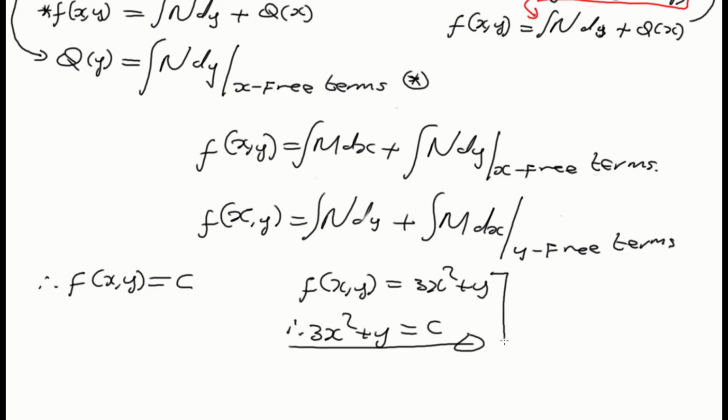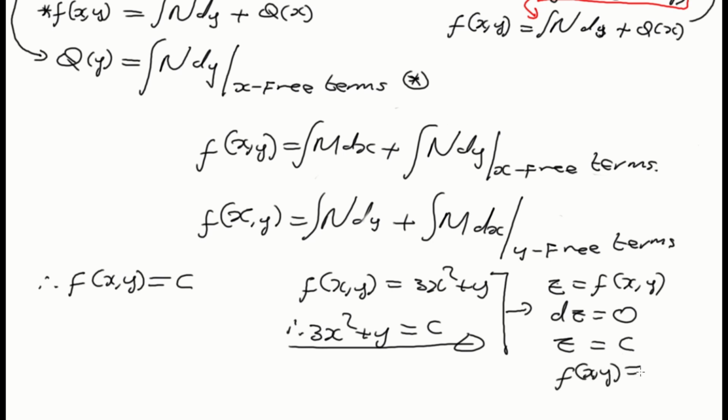Because the statement above said z is equal to f of xy, where the dz, which we set to 0, z was equal to c. Therefore, f of xy is equal to c as the solution, because we set the differential to equal 0 when we're getting the standard form.